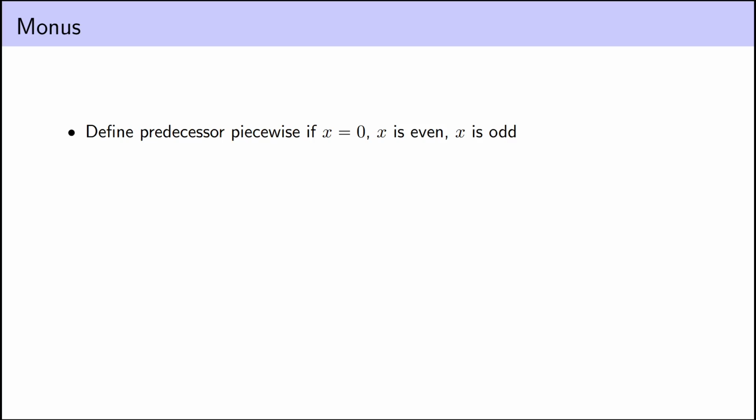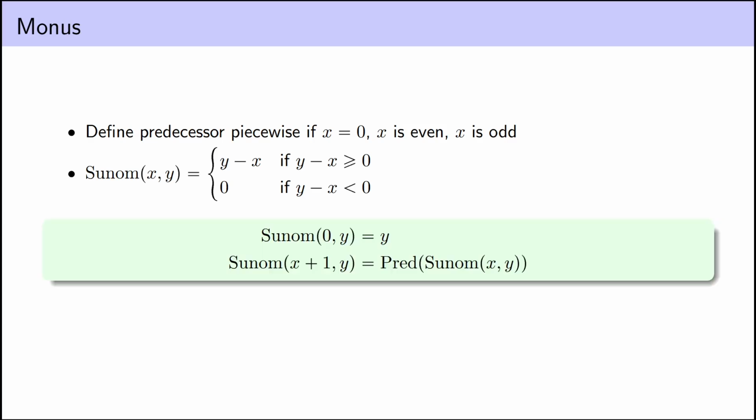But of course, all of the functions I've been talking about only work with natural numbers, so we have to work with monus, subtraction, but return 0 if the difference is negative. We start by defining the function that does this backwards. Sunom of x y is going to be y minus x clamped to be positive. This is just the definition from the first video in the series. Sunom of 0 y is equal to y, and sunom of x plus 1 y is going to be the predecessor of sunom of x y. And then we just define monus by reversing the arguments to the function using our multivariable composition and projection functions.